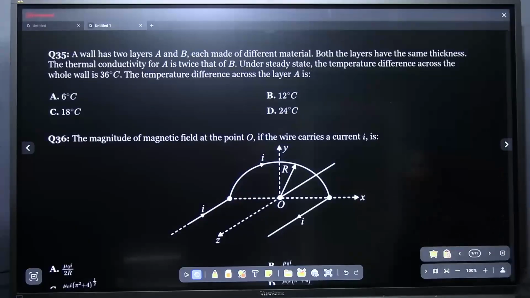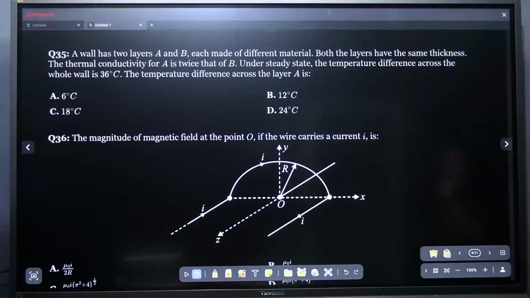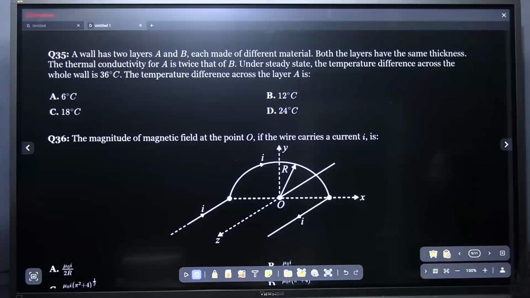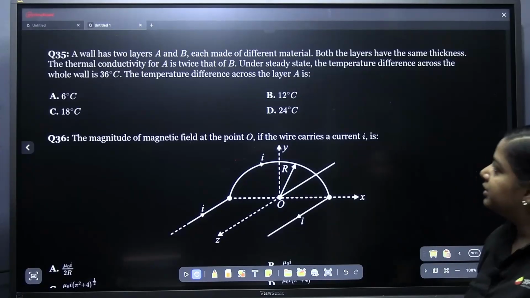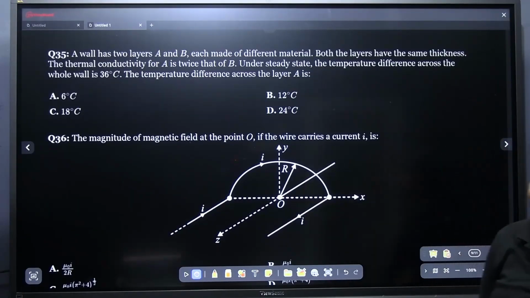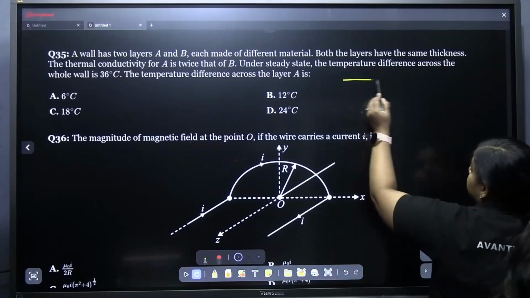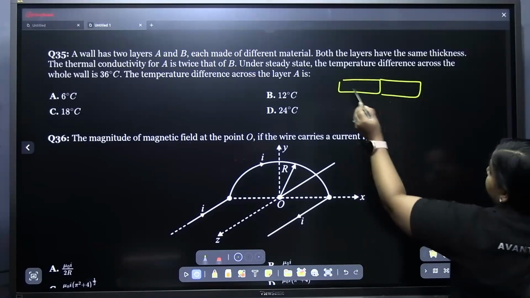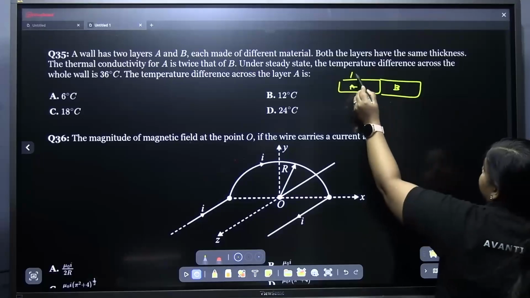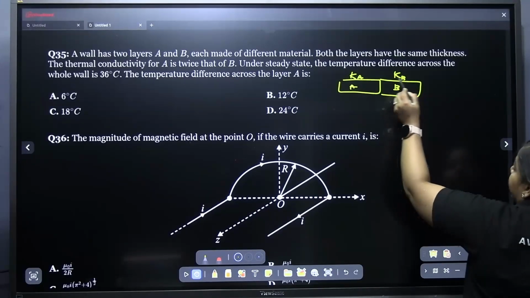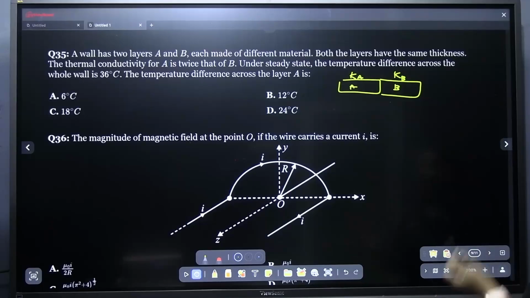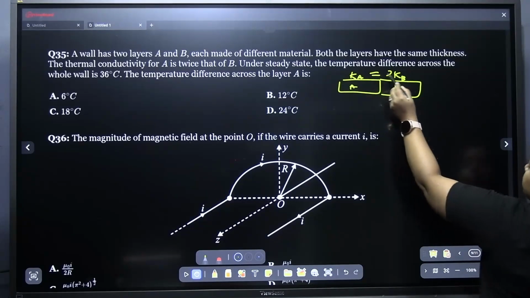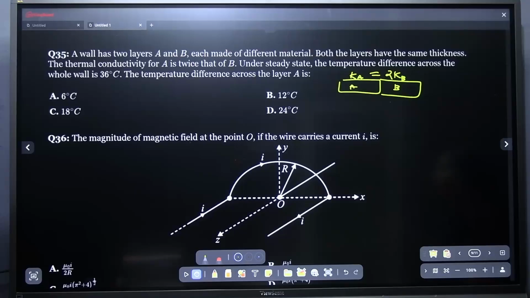A wall has two layers A and B, each made of different material. Both layers have the same thickness and thermal conductivity of A is twice that of B. Under steady state, the temperature difference across the whole wall is 36 degrees Celsius. Temperature difference across layer A is? Okay, so this is A, this is B, having thermal conductivity Ka, Kb. It is given that A has twice that of B. So Ka = 2Kb.